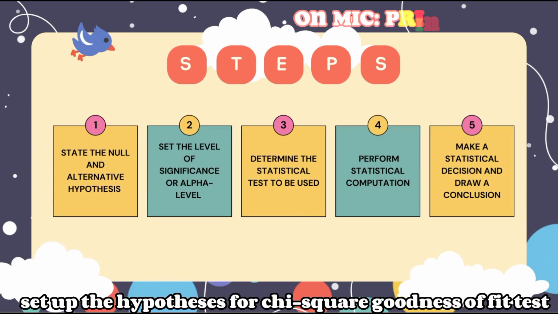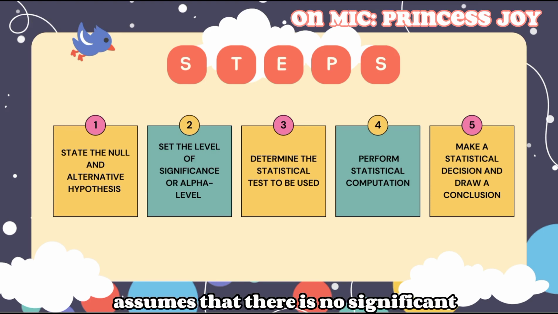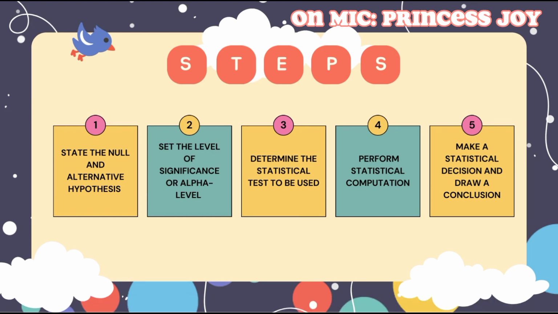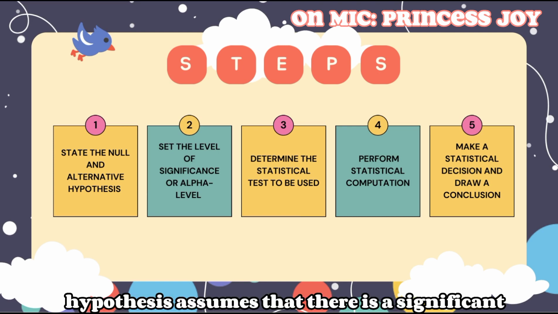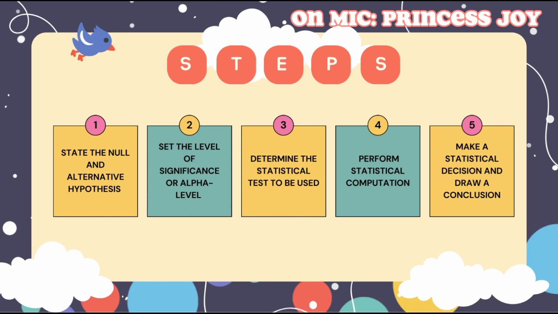First, set up the hypothesis for chi-square goodness of fit test. In chi-square goodness of fit test, the null hypothesis assumes that there is no significant difference between the observed and the expected value. The alternative hypothesis assumes that there is a significant difference between the observed and the expected value.